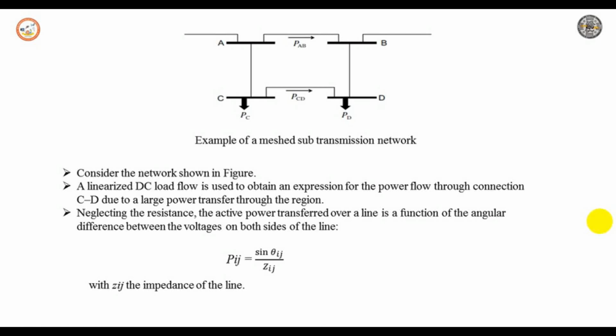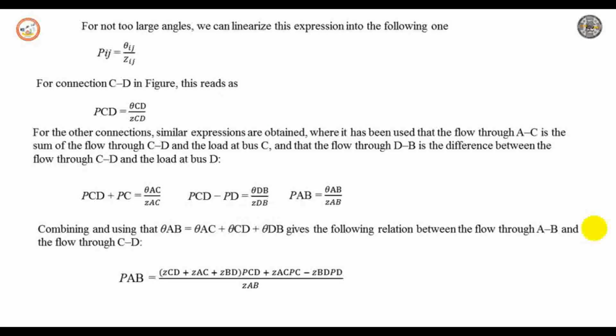For linearization of this expression, Pij can also be written as theta ij divided by Zij. For the connection between C and D, it can be written as PCD. In general, PCD is equal to theta CD divided by ZCD, where ZCD is the impedance of the CD line. For other connections, similar expressions are obtained. The flow through AC is the sum of the flow through CD and the load at bus C. And the flow through DB is the difference between the flow through CD and the load at bus D.